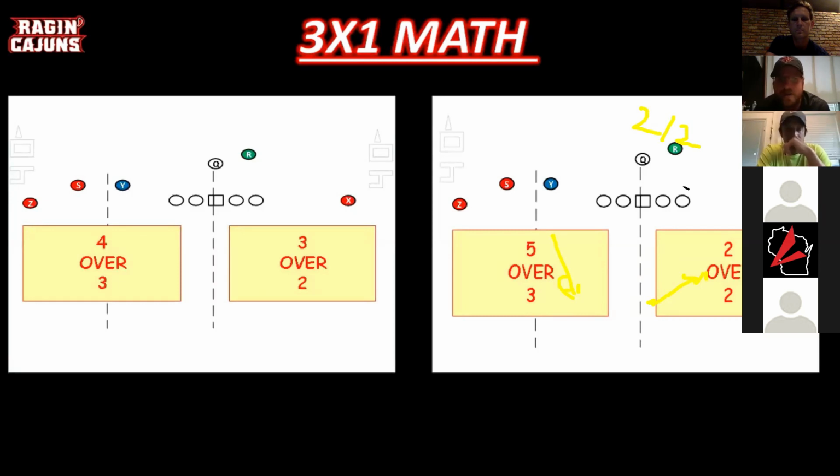Now, what I'm going to talk to you about moving forward is how do you change that math? How do you show 4/3 but get to 5/3 or vice versa? How do you show 2/2 to the boundary but get to 3/2, all right, and try and steal it down? I think that's where the game's won.